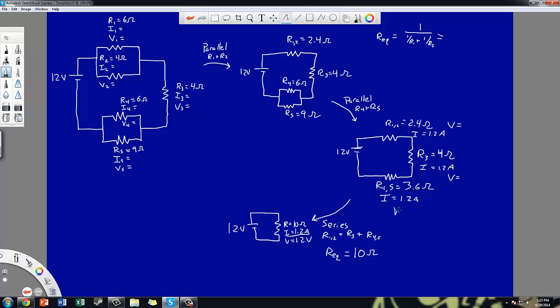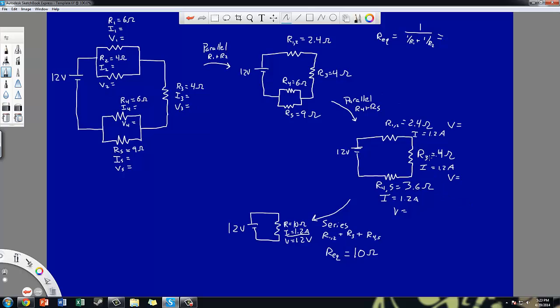And you'll notice it's getting a little messy with keeping things organized. I'm keeping resistance, current, and voltage together for each one of these. And then what I'm going to do is, as I solve these and I get down to the individual resistors, I can bring back my information to my original drawing.